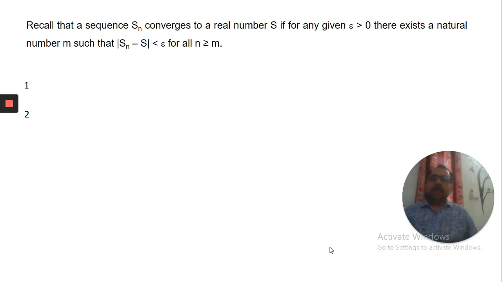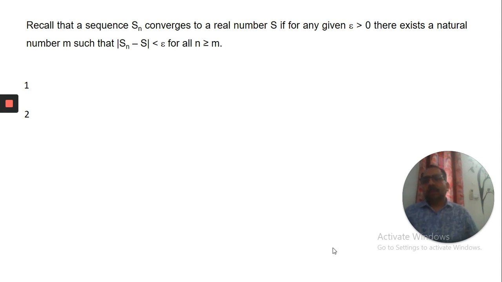Recall that a sequence S_n converges to some real number S if for every given epsilon greater than 0 there exists a natural number m such that modulus of S_n minus S is less than epsilon for all n greater than or equal to m. That is, if S1, S2, up to S_n are terms of the sequence, then there exists a stage, say the mth stage. After that stage onward, all terms of the sequence lie in the epsilon neighborhood of point S. So we know the definition of convergence of a sequence, and from this definition we have defined what is meant by convergence of a series.